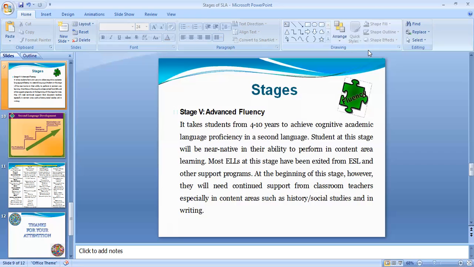One thing we can add is that in this stage the students can speak English using grammar and vocabulary comparable to that of same-age native speakers. So here we can say that second language learners can compare with native language speakers.